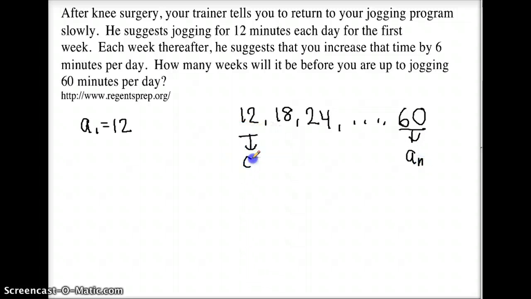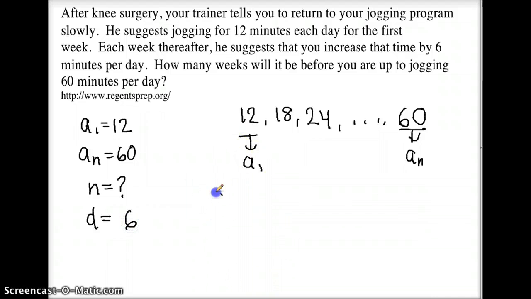And this is going to be the first term. So we want to know N because we want to know how many weeks, or how many times, we're going to add 6 each time until we get to 60. So A1 equals 12. AN is 60, and we want to know what N is, so I'm going to make that a question mark. And D, we know we're going to add 6 each time because we're running 6 extra minutes per day.